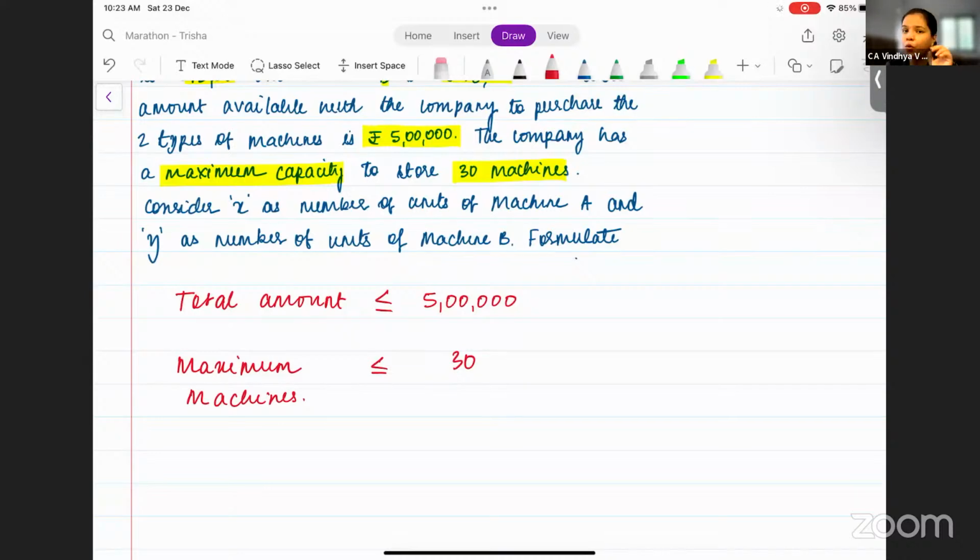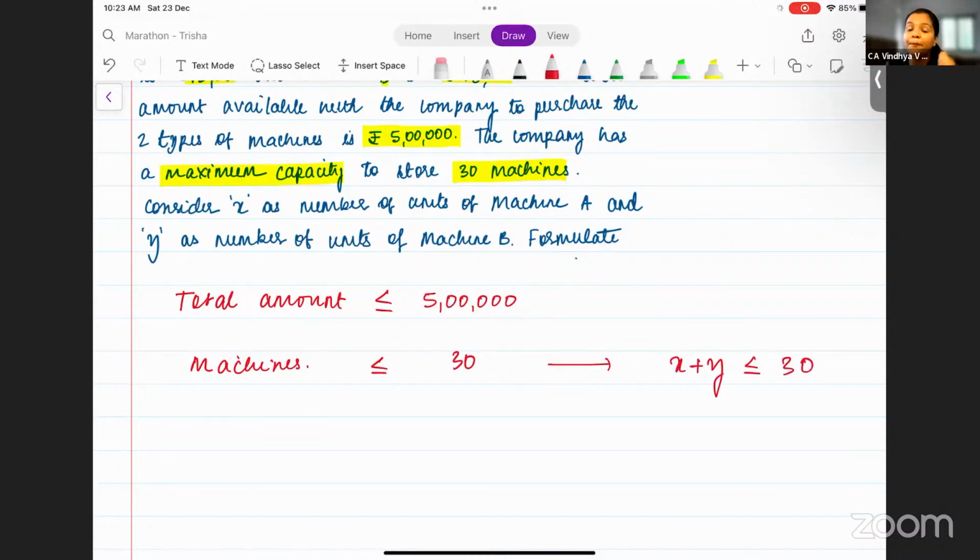Now these two are the constraints, and they should be represented using X and Y. Here, the total number of machines that can be stored is up to 30. So can I say this will be represented as X plus Y less than or equal to 30?